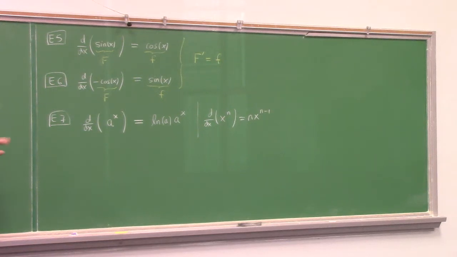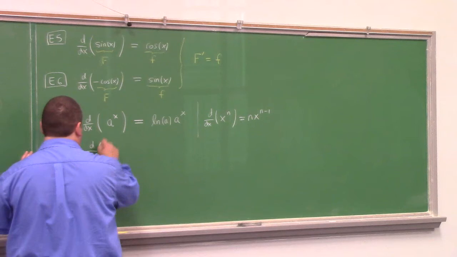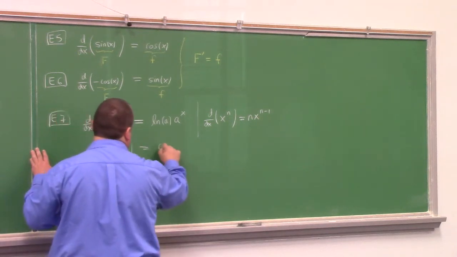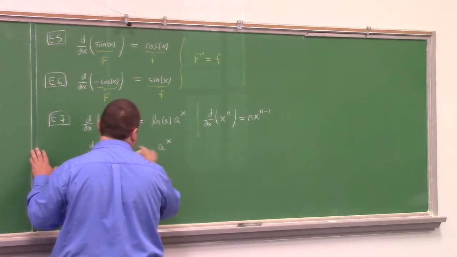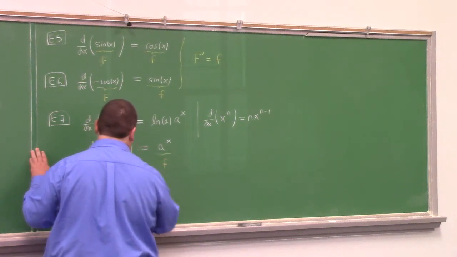When a is equal to e, the natural log of e is 1, so we get d/dx of e to the x is e to the x again. Special case, right? Okay, so just a reminder. So now you should be able to answer the following question. d/dx of what is equal to a to the x? What's the antiderivative for this choice of function?